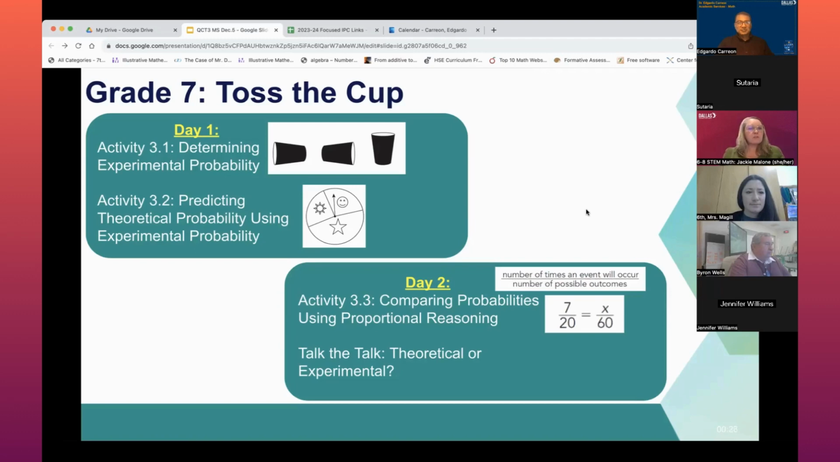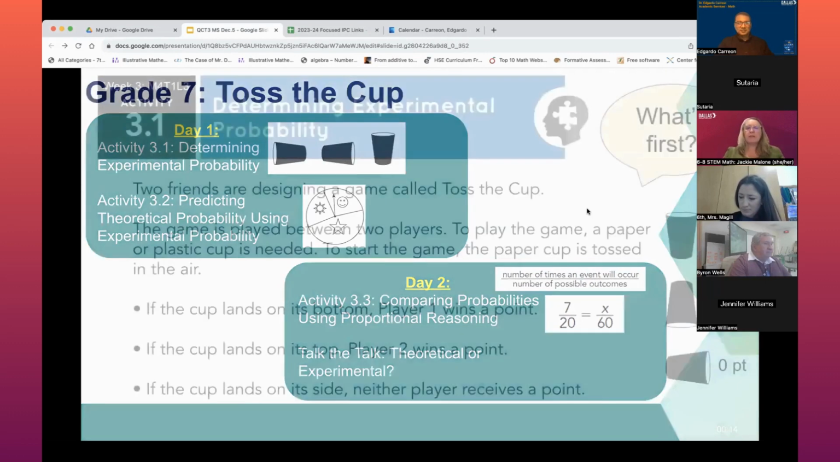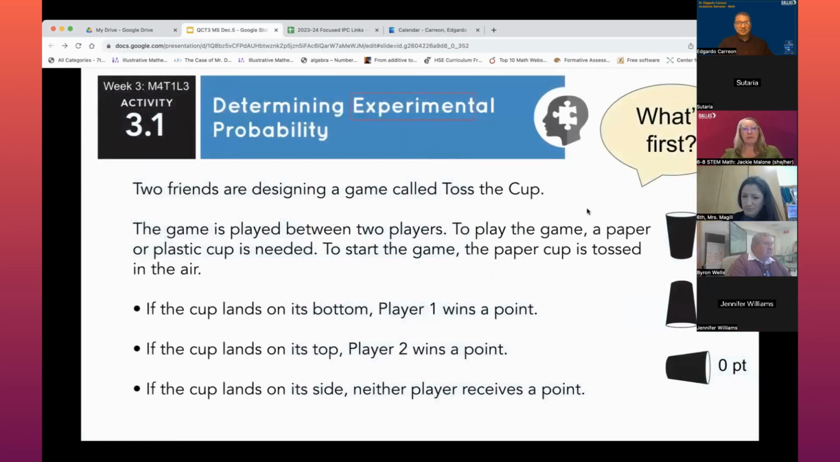If we start in with just proportional reasoning, we may lose them. We may lose them because they're not interested. We may lose them because they're lost and they're struggling with the computation. So let's capture them on day 1, and that engagement can propel them to day 2. So we're going to take a look at the second activity. The second activity is the spinner.